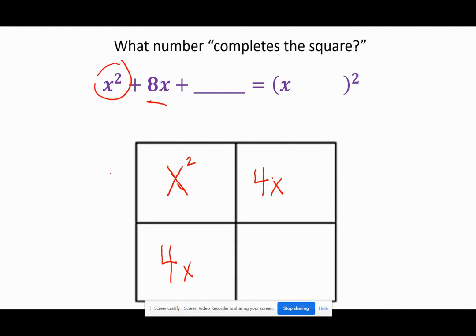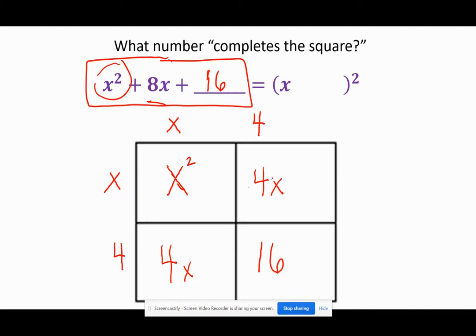All right, what do we have here? We have x times x makes x squared. x times 4 makes 4x, and x times 4 makes 4x. That leaves 4 times 4 making 16. This would need to be a 16 to make this a perfect trinomial square. And if that was a 16, instead of writing x squared plus 8x plus 16, I could rewrite it as x plus 4 squared, because there's two of these that multiply to make the left-hand side.